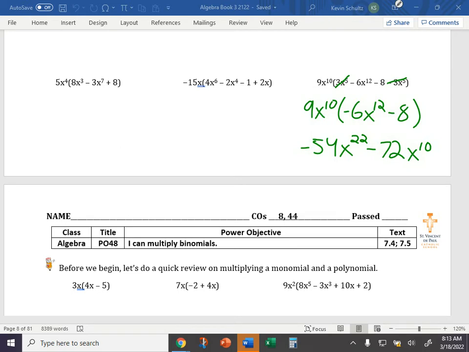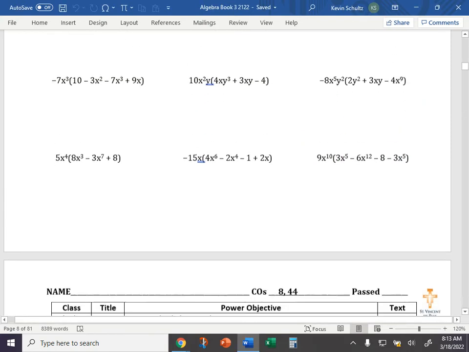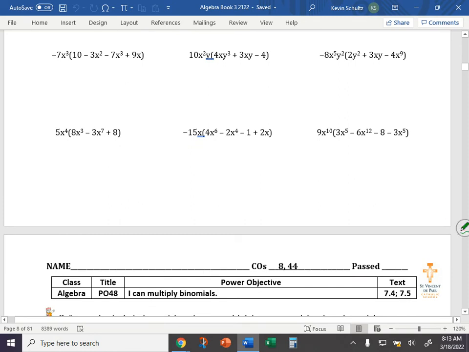That's so good. PO stands for power objective, by the way. Wow. CO stands for course objective. So if you know all the power objectives, you're really powerful. You are set for life. Set for life. Because we have geometry.